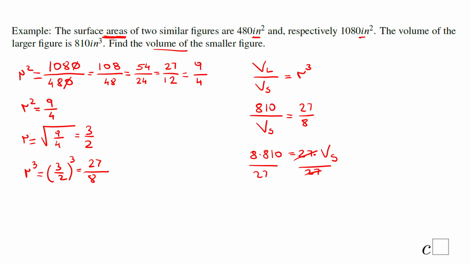Let me grab the calculator, and I'm going to do it on the calculator. We can simplify if you want. You can try that. Here we have 8 times 810 divided by 27, and that will be 240. 240 cubic inches is the volume of the small shape. And you notice we don't really need to see the shape. By using the scale factor, we can get everything we need.